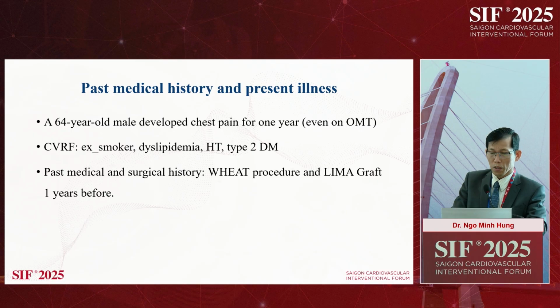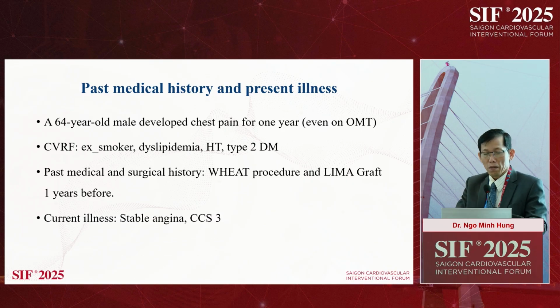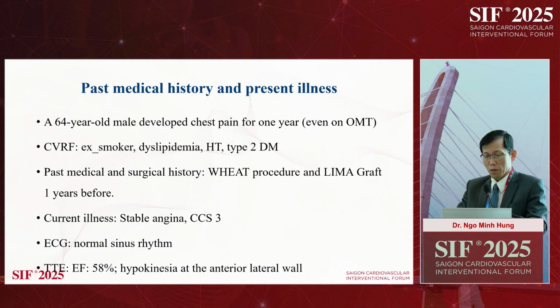Past medical history: he had the procedure done 1 year before, with LIMA graft to the distal LAD, because they saw that the LAD had a lesion there. Currently the patient has stable angina, CCS class 3, and on echo there is a normal aneurysm, with the ejection fraction still preserved around 58%, with hypokinesia at the anterior wall.